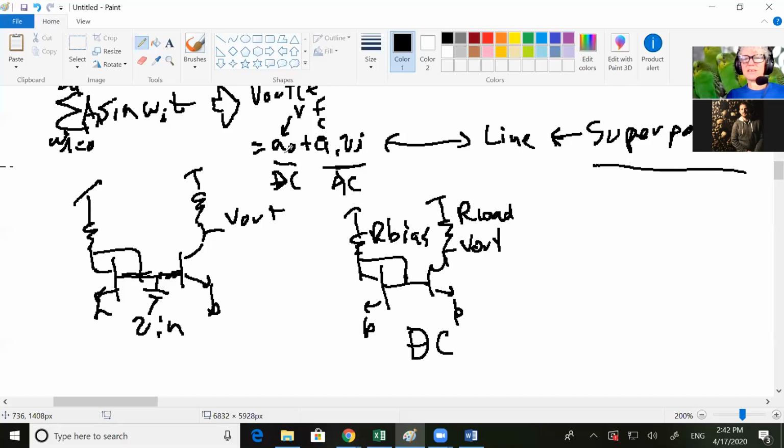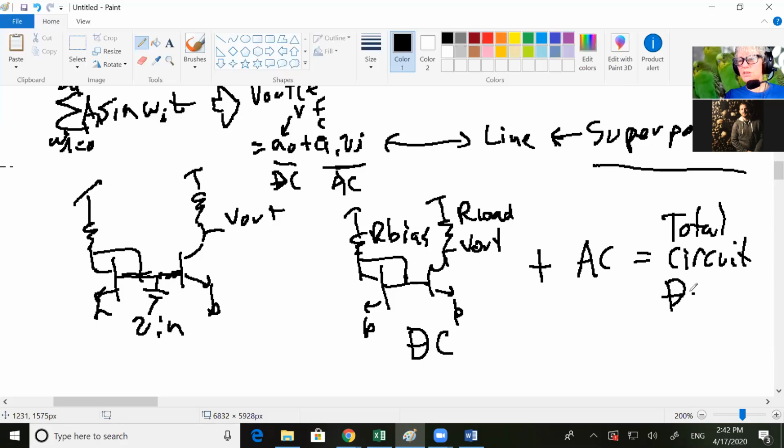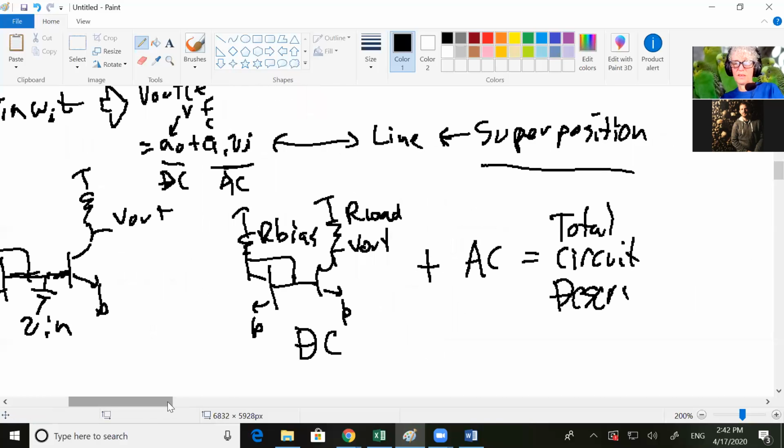Small signal analysis is this second part, just the moving part of your circuit. And to do that, you take your DC part and you add it to your AC part, and then you get the total circuit description. That's right?